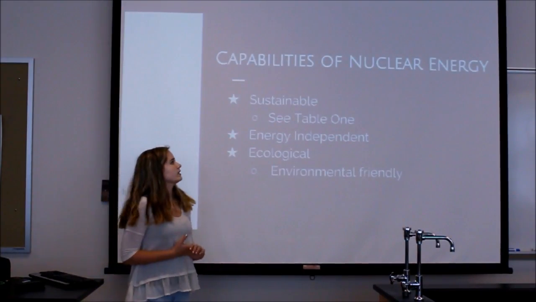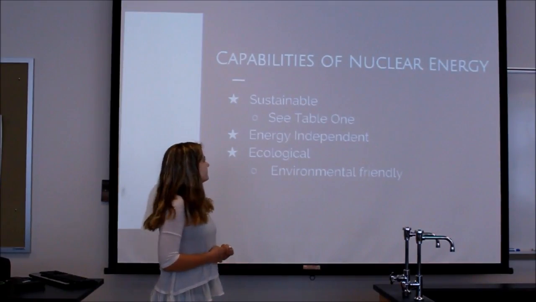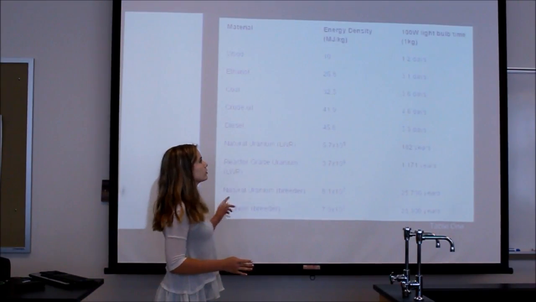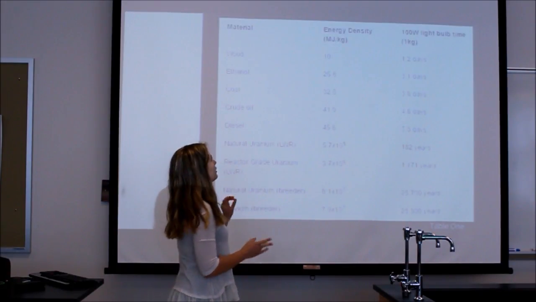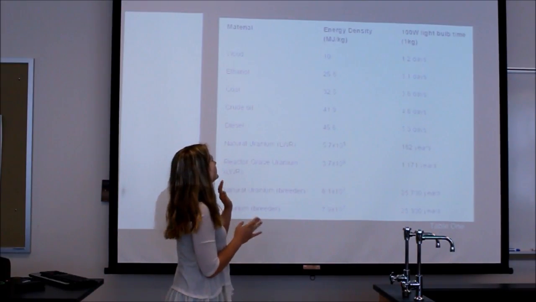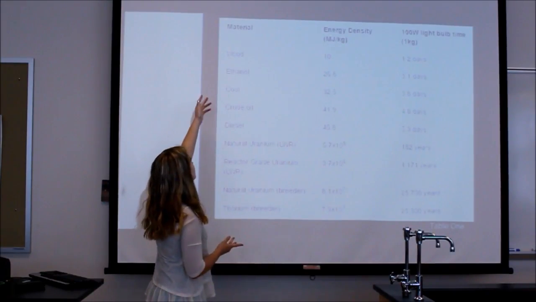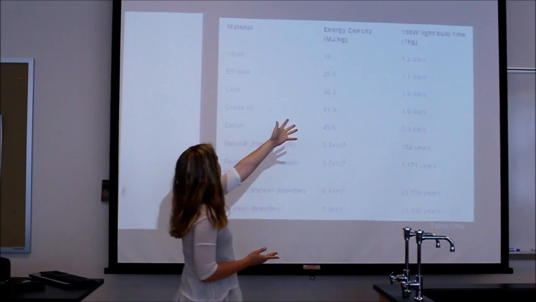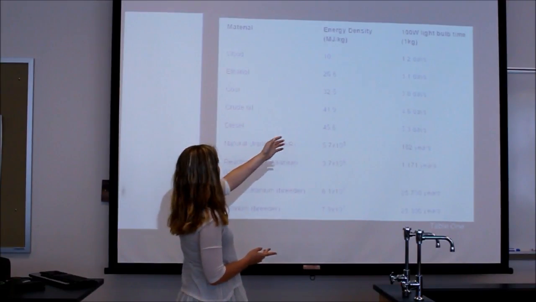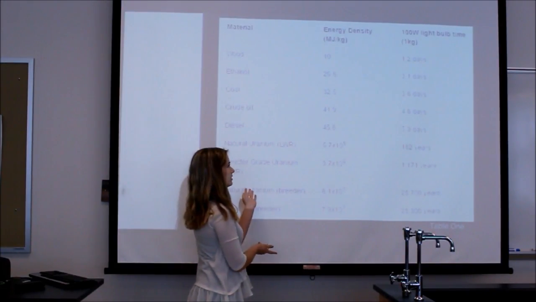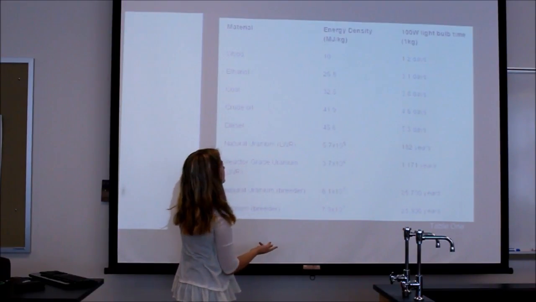Okay, so the capabilities of nuclear energy. One, it's very sustainable, and if we look at table 1, it shows how long a 100-watt light bulb could be powered, how many days it could last, using 1 kilogram of these various fuels. So if you look at wood, it's 1.2 days, or coal, it's 3.1 days. But if you look at any of these uraniums, it's a whole lot longer than your typical coal or wood.